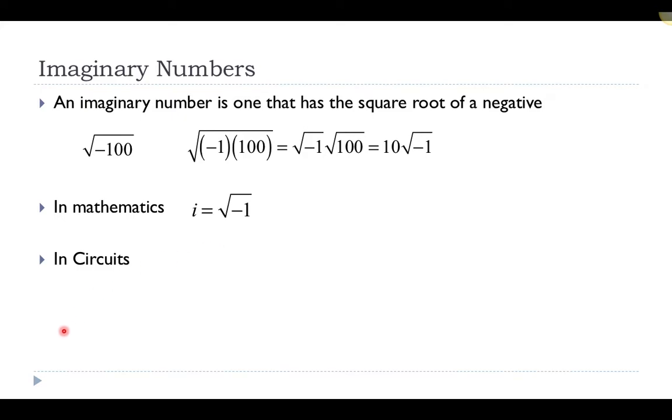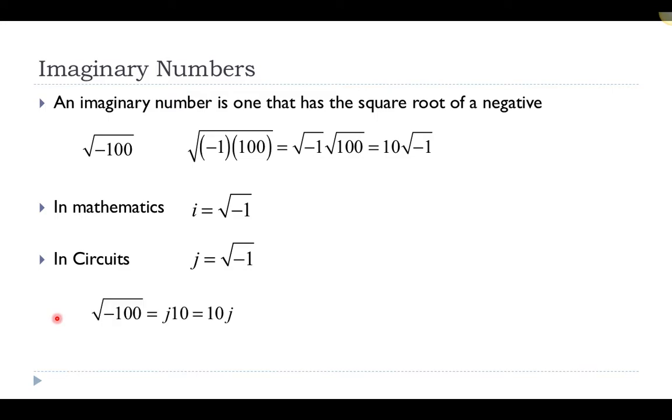And in mathematics, the imaginary number, the square root of negative 1, is represented as i. So anytime you have a negative number under a square root, you can use this i, and that's the representation for the fact that it's imaginary. The problem is that in circuits, we use I to represent current. So we have to have a different notation. In circuits, we actually use j to represent an imaginary number, specifically the square root of minus 1.